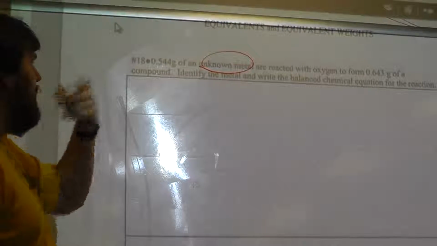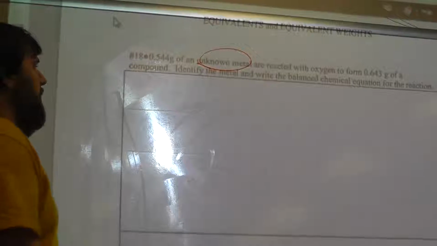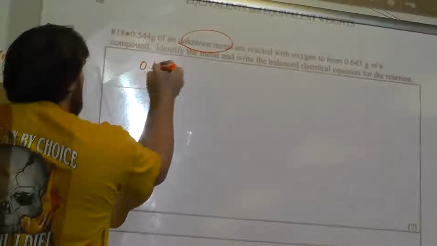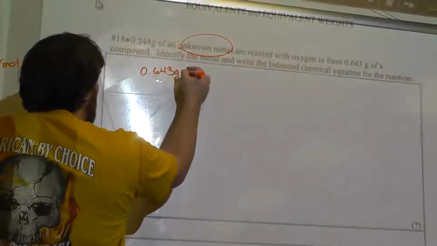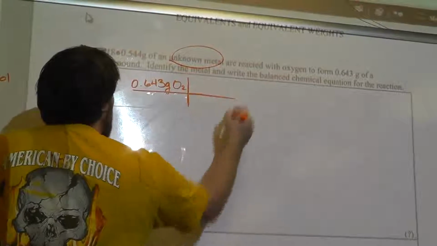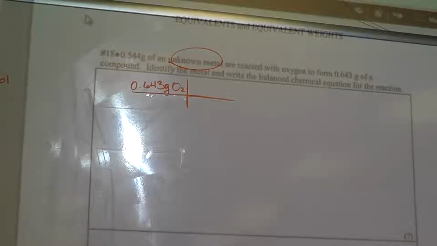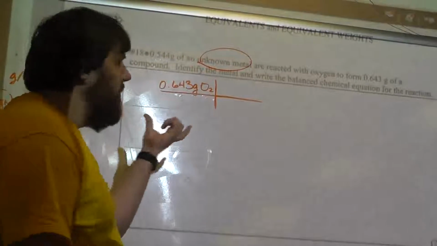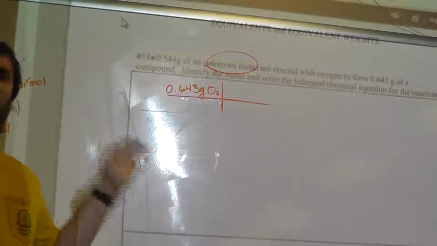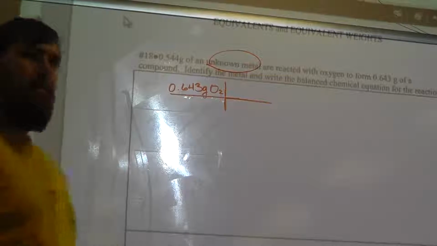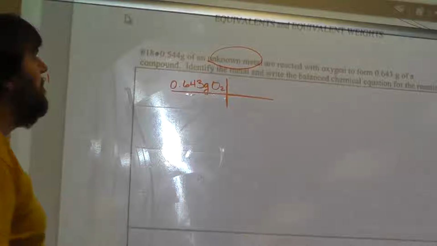So we want to start off with this oxide. We know it formed by reacting with oxygen, so we're starting here with 0.643 grams of oxygen. Be careful, oxygen's a diatomic gas. With equivalents, you can do this either way, but in all of your other problems, be careful using oxygen as a diatomic. Is that the compound of the metal and oxygen?